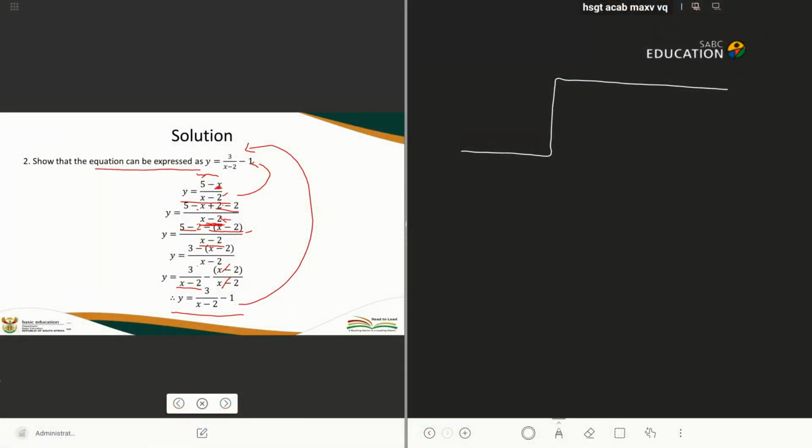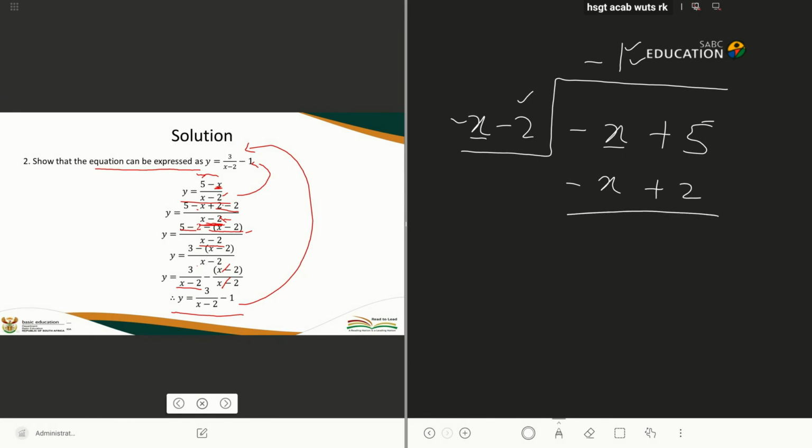Your denominator will become your divisor, so you'll have that. And then you'll have negative x plus the 5 that you had as your numerator. I've just swapped these two around; this is still the same as 5 minus x. Now I'm going to use the long division method. This x divided by that x, I'm going to get negative 1. This negative 1 times this x gives negative x, and this negative 1 times that negative 2 gives positive 2.